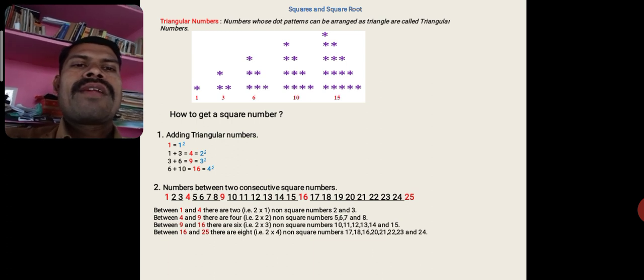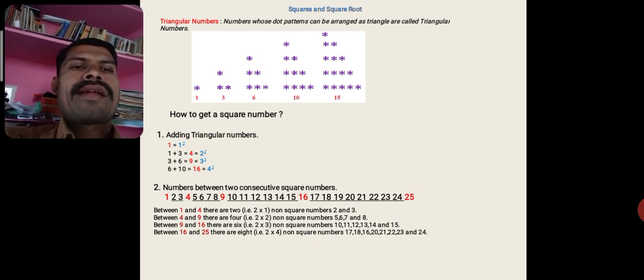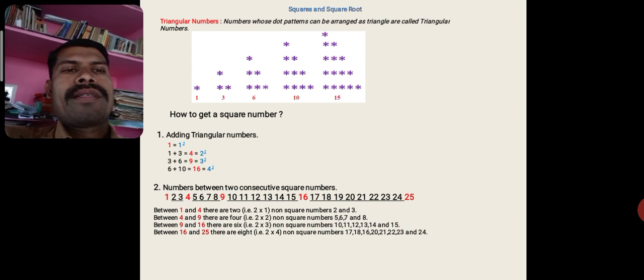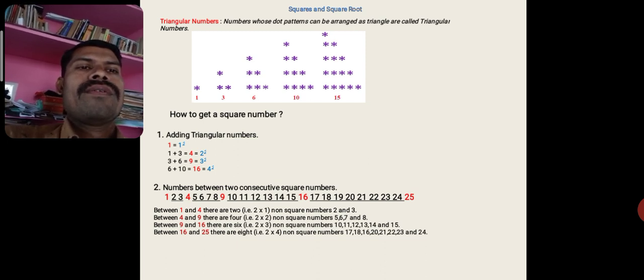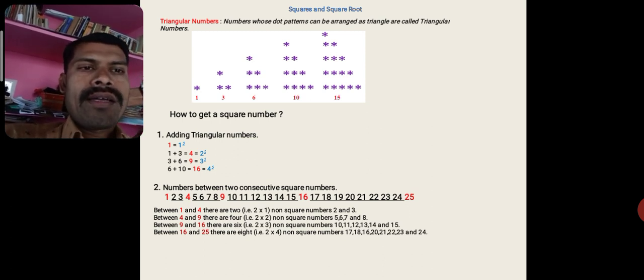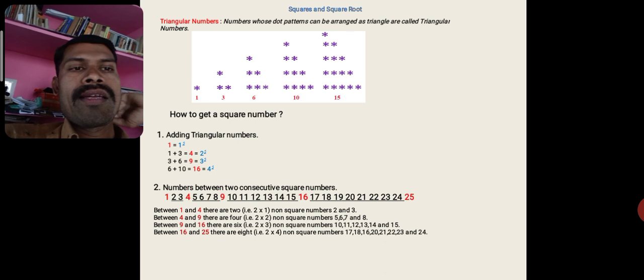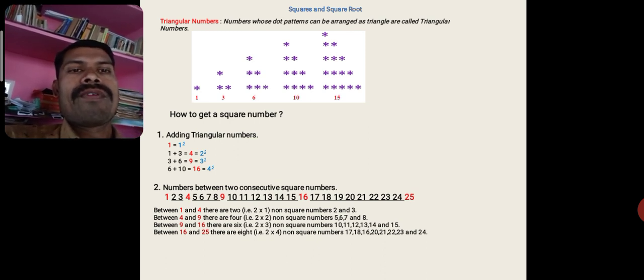Between 16 and 25, again there are 8 non-perfect square numbers. That is 17, 18, 19, 20, 21, 22, 23 and 24. Like this only it will go.